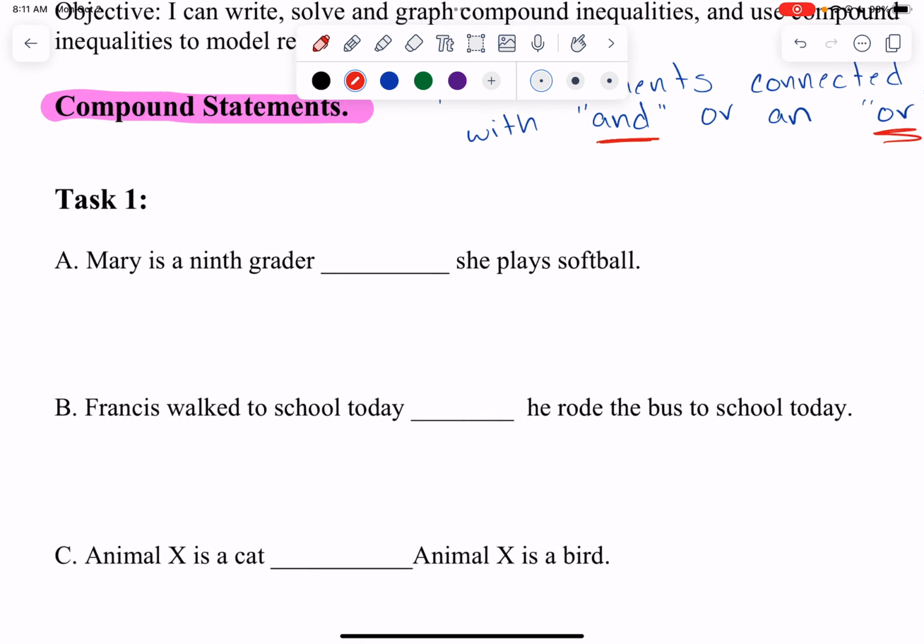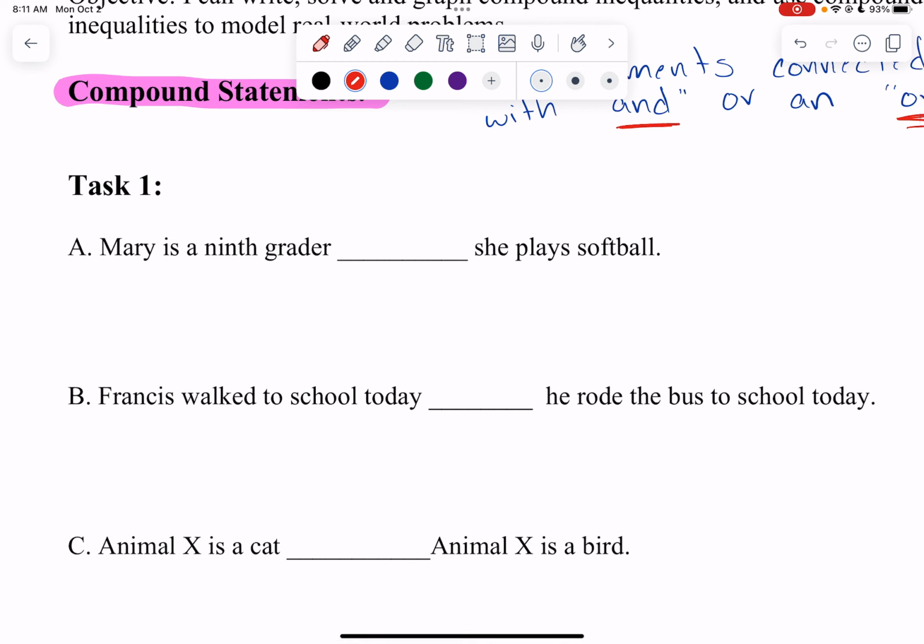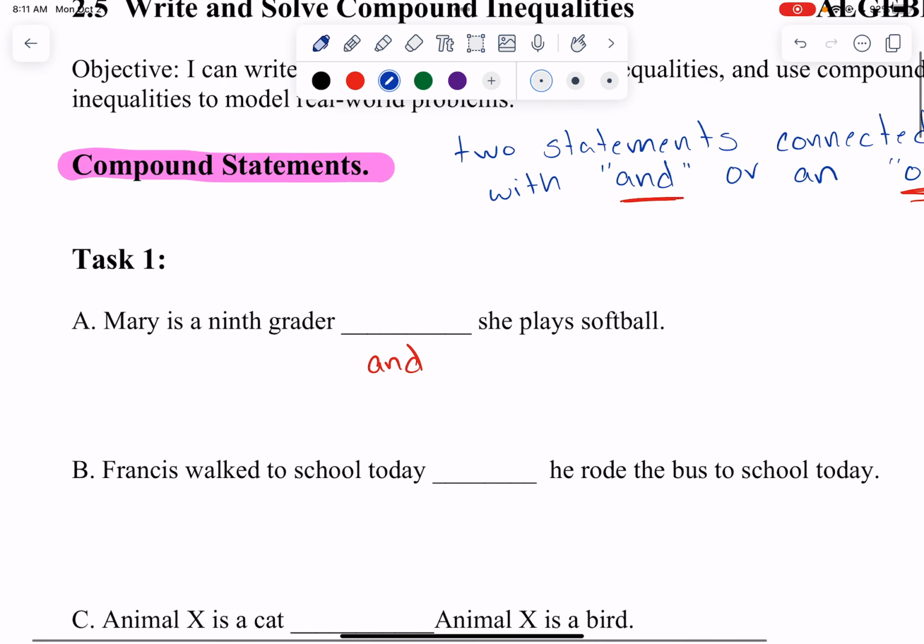So here, for task 1, statement A: Mary is a 9th grader. She plays softball. So now we can either connect these two statements with the word and or the word or. Okay, so when it comes to compound statements, we often talk about its truth value. Is it true or is it not? So when we're talking about a truth value, we're asking ourselves, is it true or false?